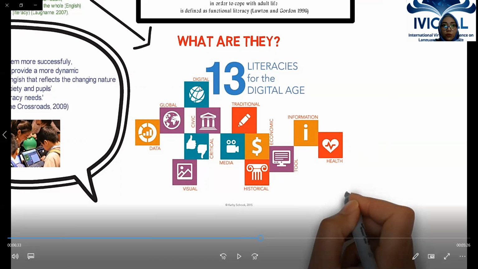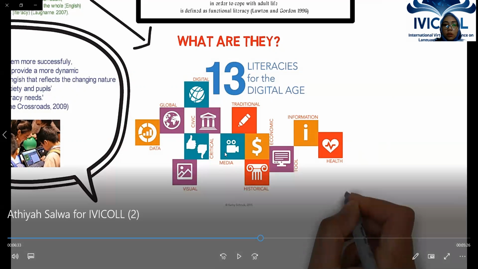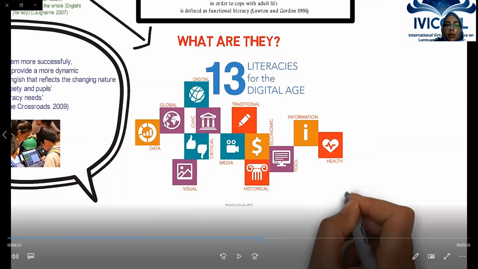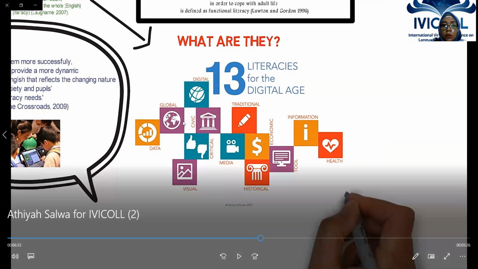And then we move to global literacy. What does global literacy mean? This is the ability to understand and appreciate the parallels and differences between customs, values, and beliefs. So it means that it is global. So we should understand about multiculturalism also.